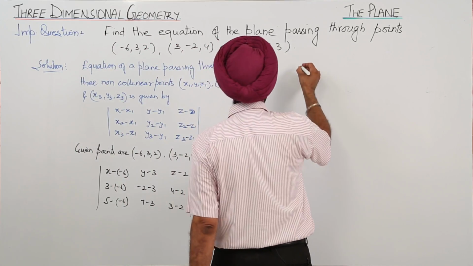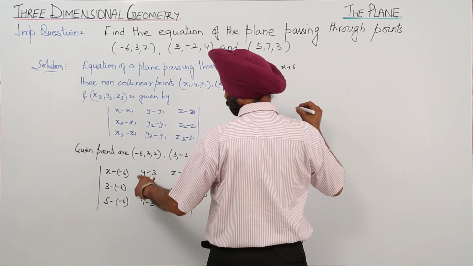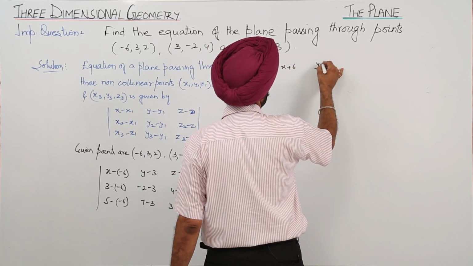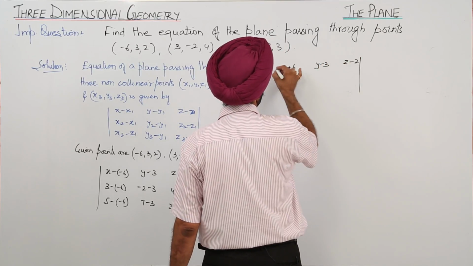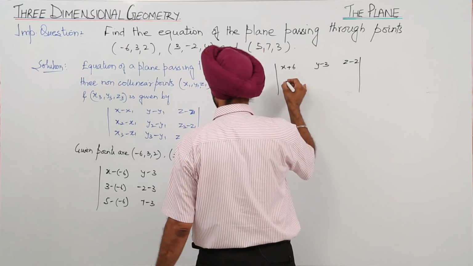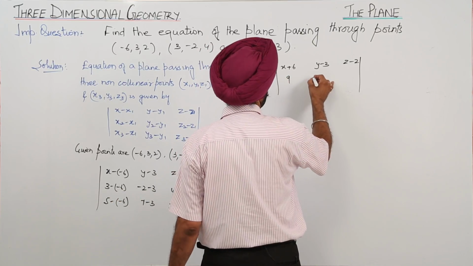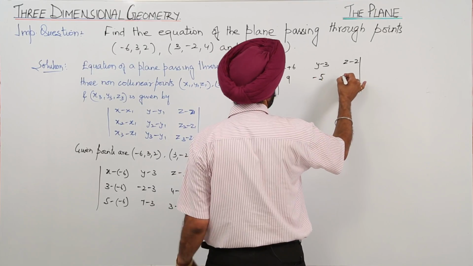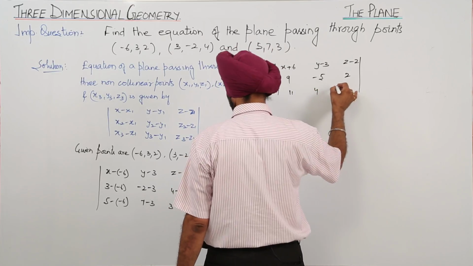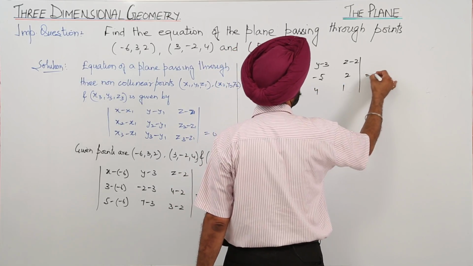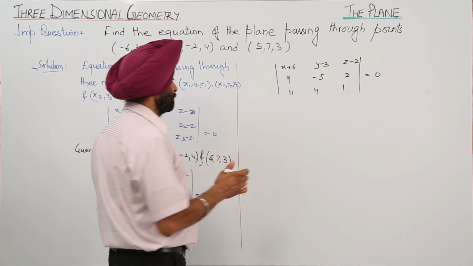So, we have x plus 6, then y minus 3 and z minus 2. Then 3 plus 6, minus 5 and 2, 11, 4 and 1, this is equal to 0. Now, let us evaluate it.